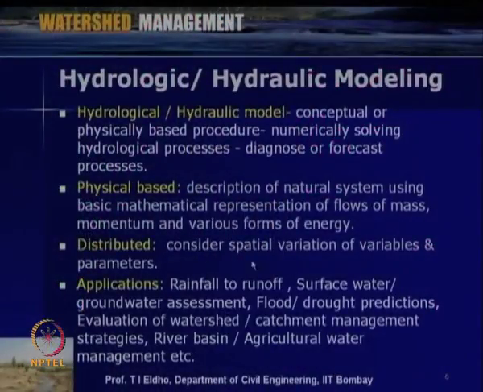We consider these types of models as distributed since the spatial variation of variables and parameters is taken into account in the model. That is why we call these kinds of models distributed models. As we discussed in earlier lectures also, a large number of applications are there for such hydrologic or hydraulic modeling, that is, physically based or distributed modeling, like rainfall to runoff, surface water and groundwater assessments, flood or drought predictions, evaluation of watersheds, catchment management strategies, river basin or agricultural water management, etc. So, a number of applications are there.